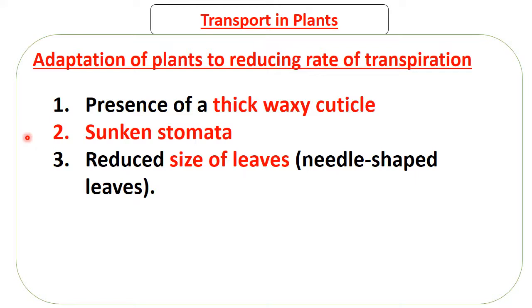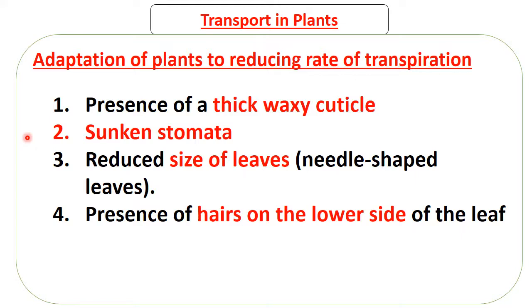Third, reduced size of leaves. Some plants have needle-shaped leaves. Why so? This is to reduce the surface area of the leaf, so that less sunlight hits it. Therefore, not much water is going to be lost through transpiration. Some leaves which are located in places where there is enough water have broad leaves. Those broad leaves mean the surface area is well exposed to sunlight, and therefore can do transpiration. But for those leaves which are in areas where there's not enough water, they have needle-shaped leaves.